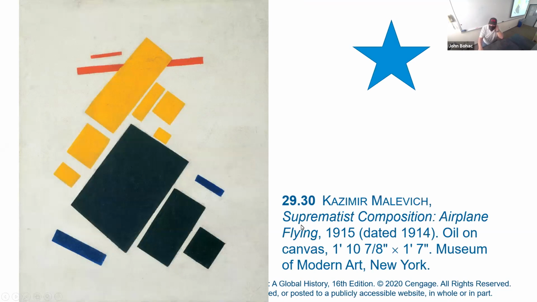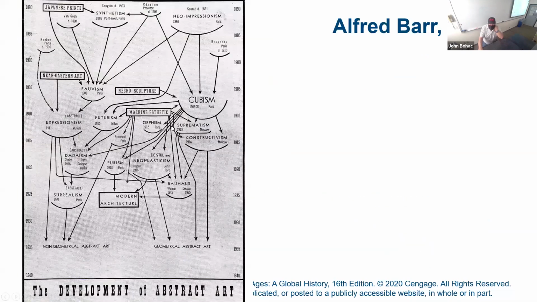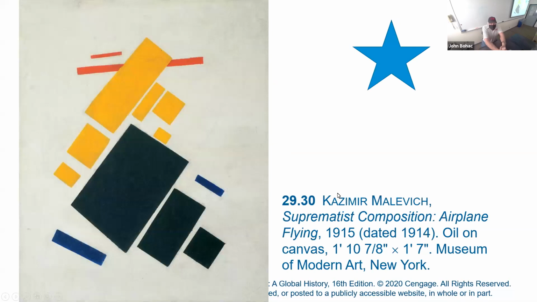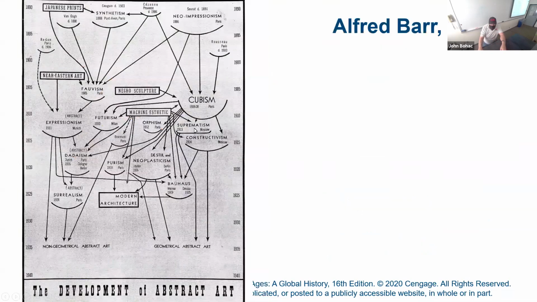Kazimir Malevich, suprematist composition, airplane flying. Let me show you this. Suprematism, 1913, Moscow. And so what happens in this whole story of modern European art is that there are other places where artists are picking up on what's going on. I want to show you another thing about this. Where this leads to, in this kind of very convoluted manner, it ends up on geometrical abstract art.